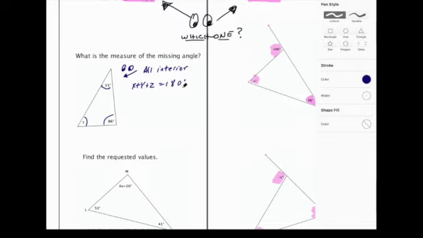Now I've got x plus y plus z equals 180, and so now I just start plugging numbers in. So 35 plus 86 plus question mark equals 180. Oh, this is one of those where I can just add these up.